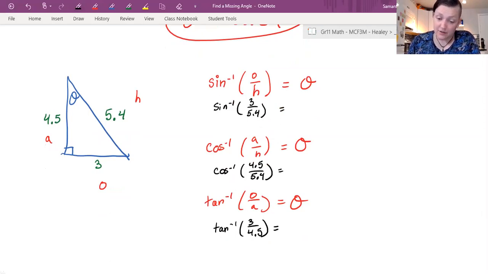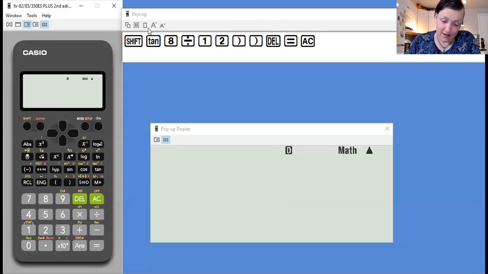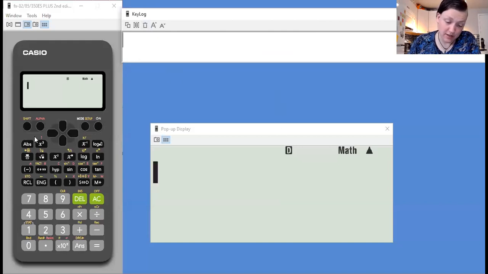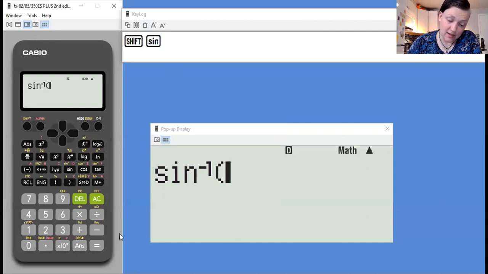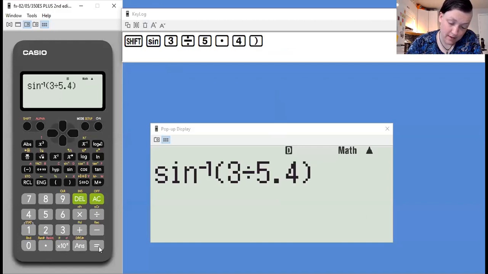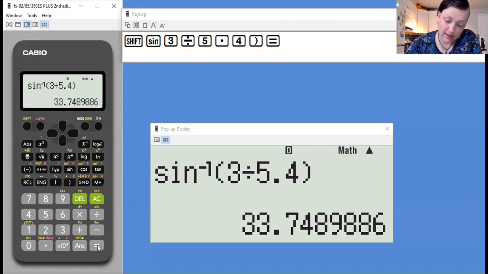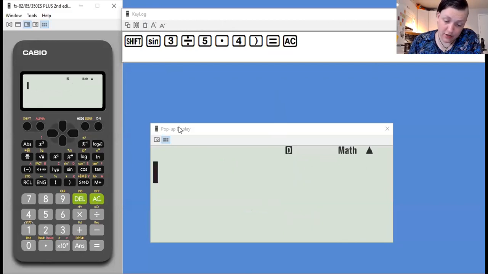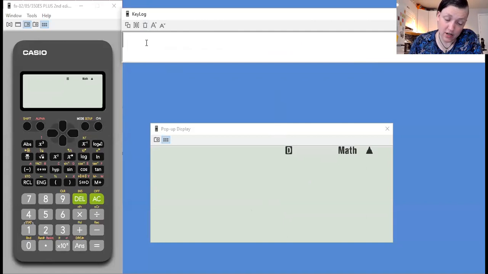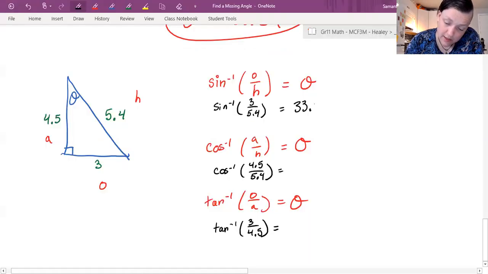And just in case you don't believe me, I can do all of these in my calculator right here. So if you had chosen to do the sine inverse of 3 over 5.4, you would have gotten 33.75-ish degrees. So 33.7 degrees. I'm going to write that down. So that was 33.7 degrees.